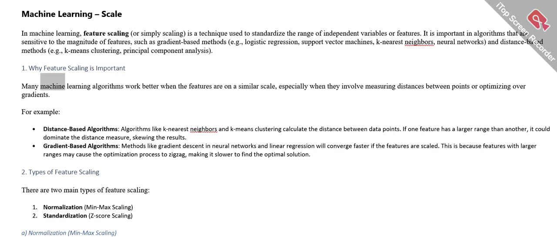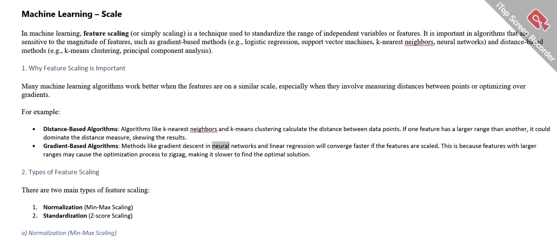Why feature scaling is important. Many machine learning algorithms work better when the features are on a similar scale, especially when they involve measuring distances between points or optimizing over gradients. For example, distance-based algorithms like k-nearest neighbors and k-means clustering calculate the distance between data points. If one feature has a larger range than another, it could dominate the distance measure, skewing the results.